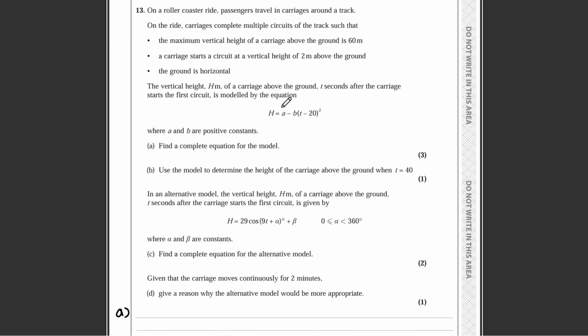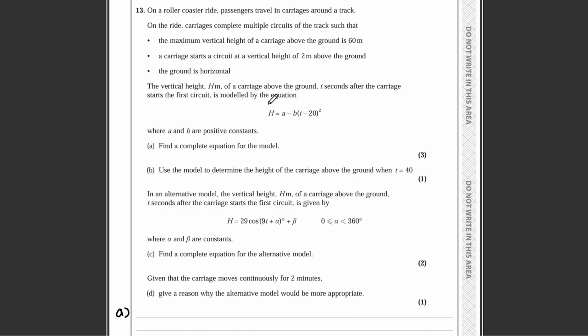To get a complete equation, we just need to find what the constants a and b are. So this is a quadratic question because this model here is a quadratic. It's currently in the completed square format, which is really useful to us, as I'll come on to in a moment. So let's start with this first bullet point here, that the maximum vertical height of a carriage above the ground is 60 meters.